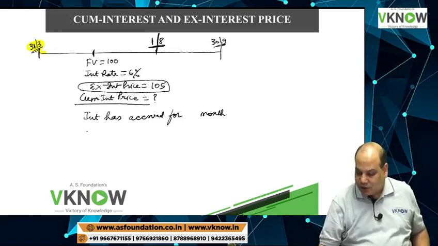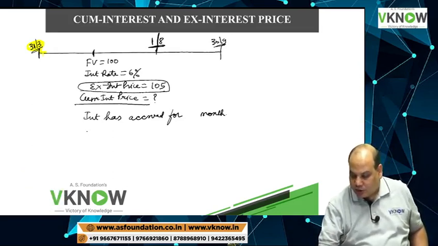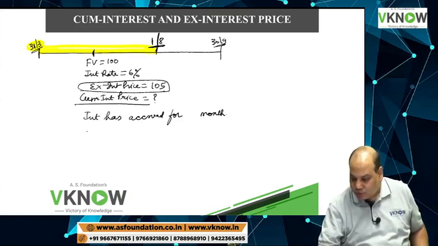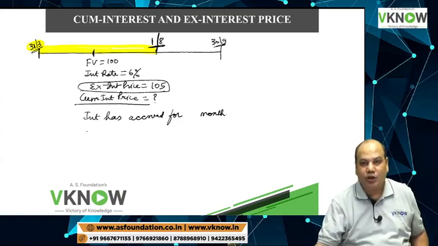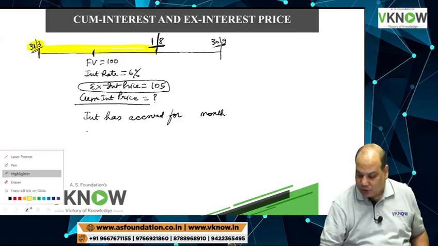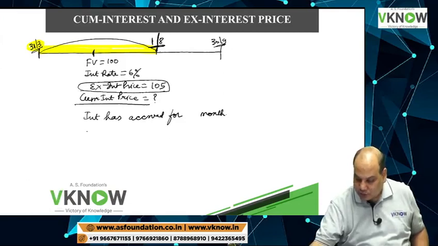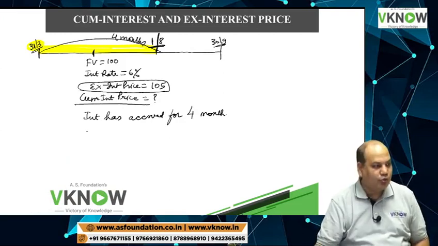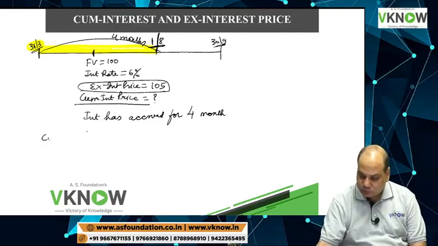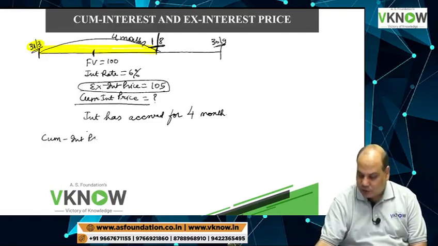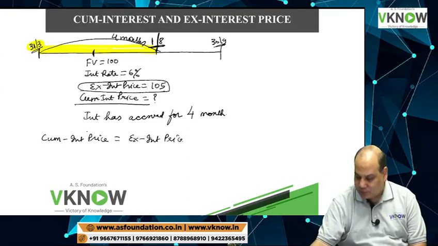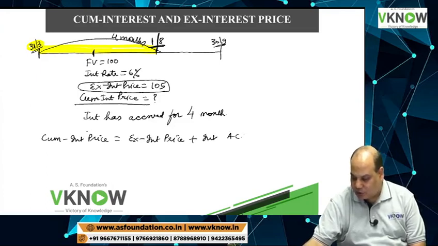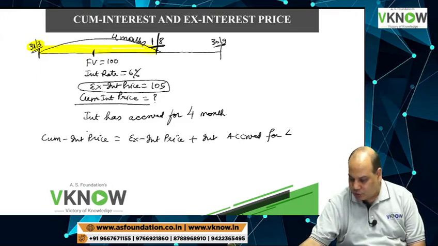First you calculate interest has accrued for how many months? Interest has accrued from 1st April to 1st August. April, May, June, July. Interest has accrued for 4 months. So, cum-interest price is equal to, you will take ex-interest price plus interest accrued for 4 months.